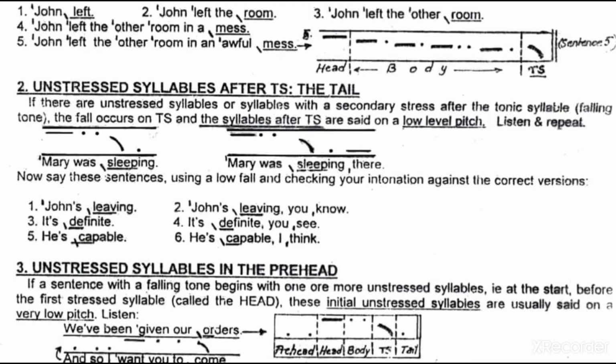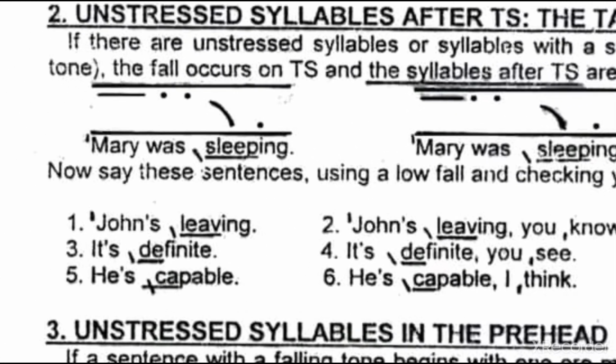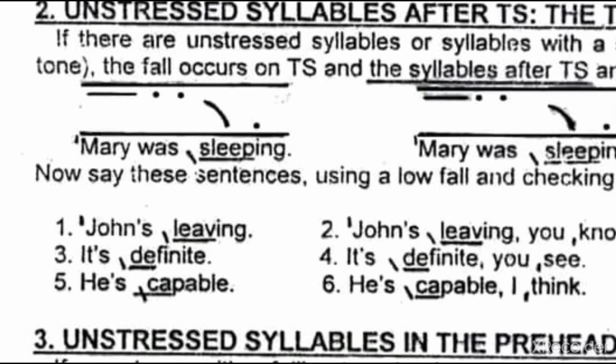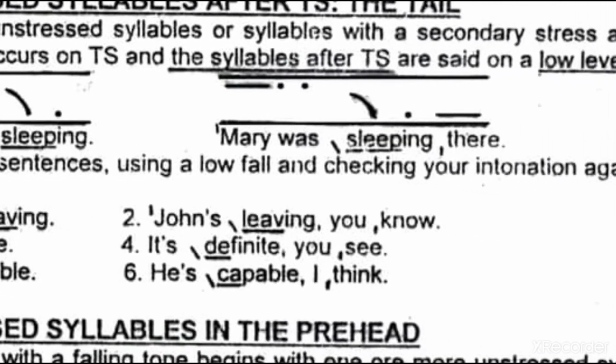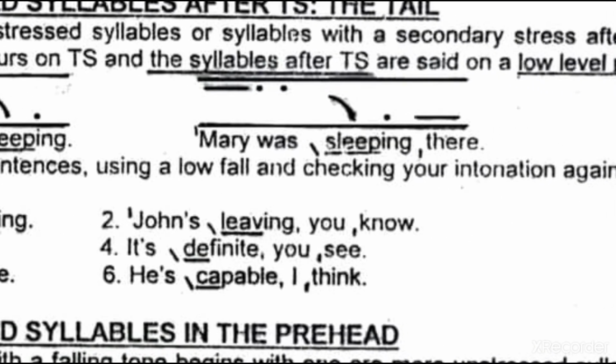Look at this first sentence. Mary was sleeping. Look at the graphic representation. So, Mary will have a long dash, high long dash, was a dot, sleeping, the TS is on sleep, so a curved line from mid to low level, and ping is a low dot. And where is the tail here? The tail is ping.